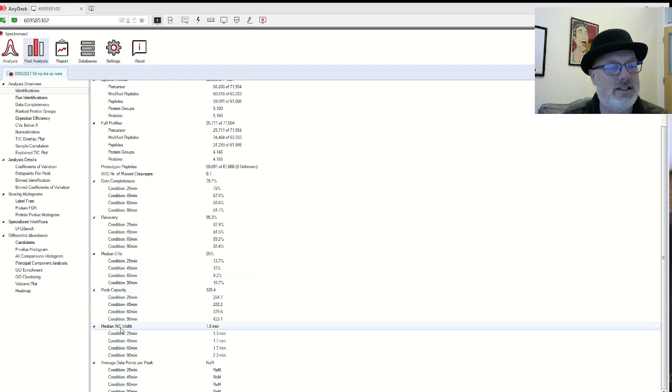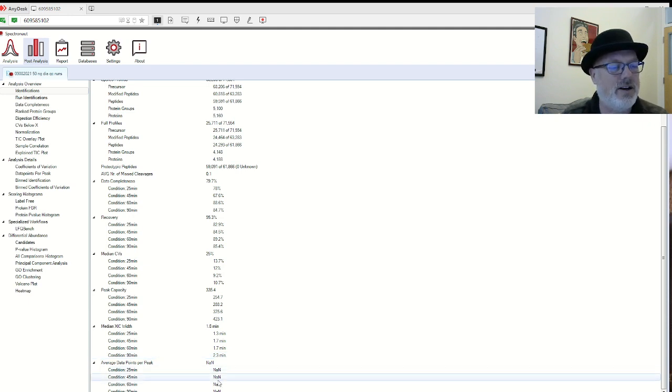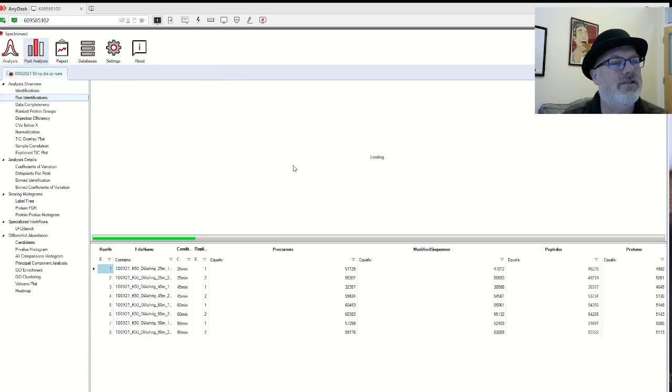XIC width is the amount of the time domain we're using to extract the signals. You can see this going up under a 90-minute run, and you would expect this because your peaks are going to be wider in a 90-minute run. So that makes sense. I don't know why these say not a number, but we'll go into average data points per peak later. Run identifications.